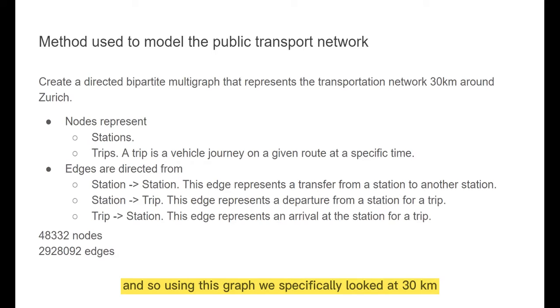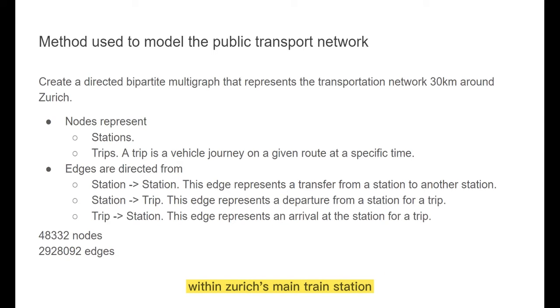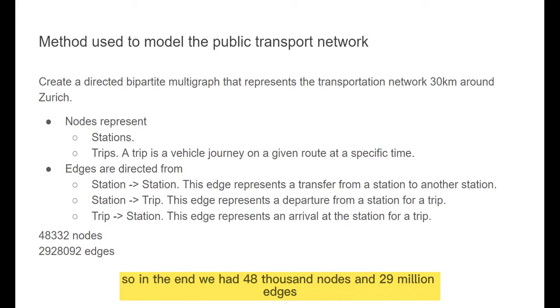Using this graph, we specifically looked at 30 kilometers within Zurich's main train station in order to allow for possible routes that go a little beyond the 15 kilometers for the start and stop. And I'll pass it off to Ferdinand for specific details about the graph. So in the end, we had 48,000 nodes and 2.9 million edges.